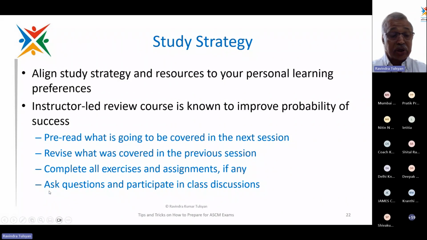Don't just sit quietly in listen-only mode. Ask questions, participate, have discussions, because all your course mates have a lot of experience, a lot of value that they can provide. So discussion is very important. Sometimes discussion may increase the course timing, but that's okay. You should actually do a lot of discussion.